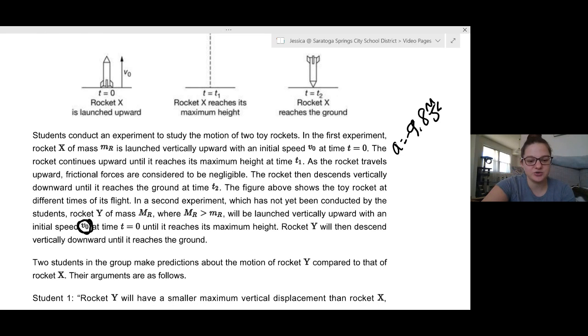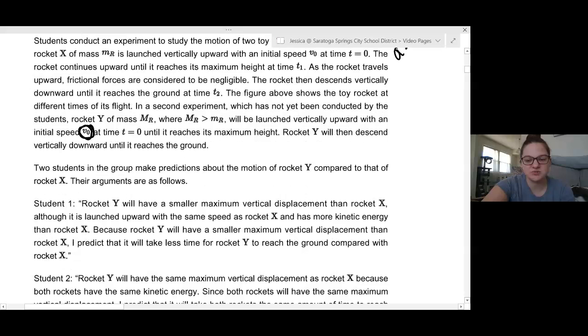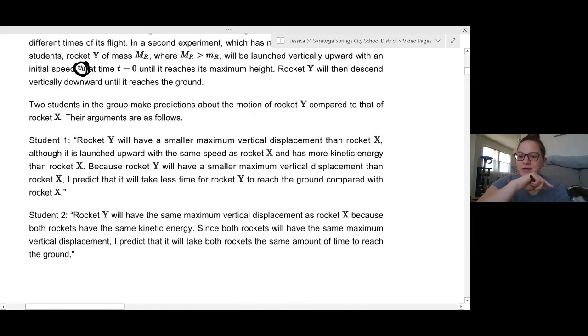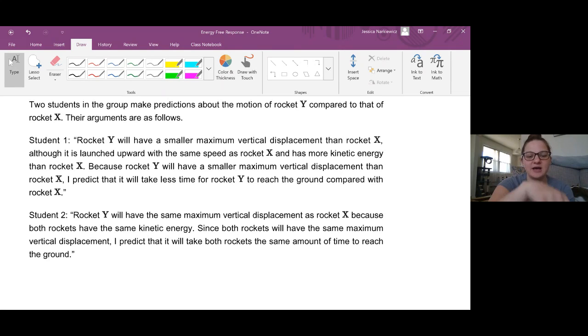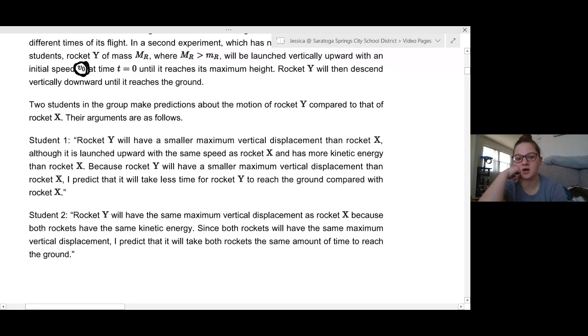2 students in the group are making predictions about the motion of the rocket compared to rocket X. So since I'm presented with 2 different arguments, I'm going to go ahead and start to highlight which statements I think are correct.